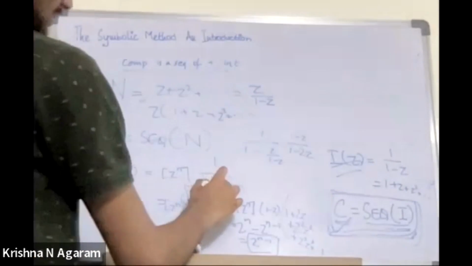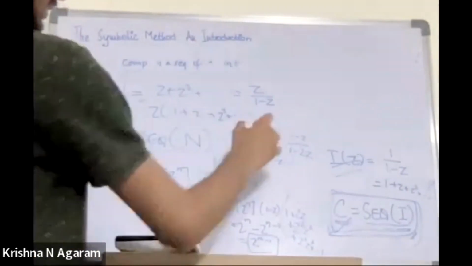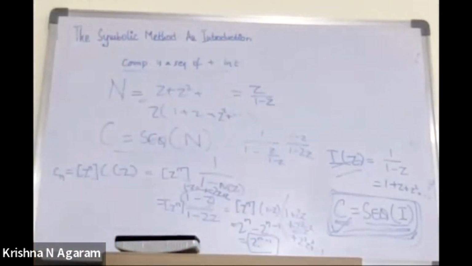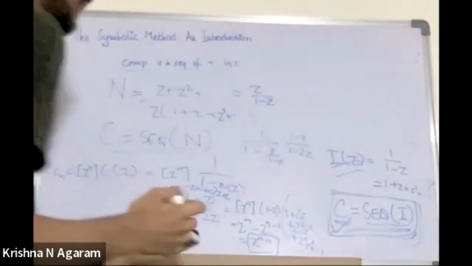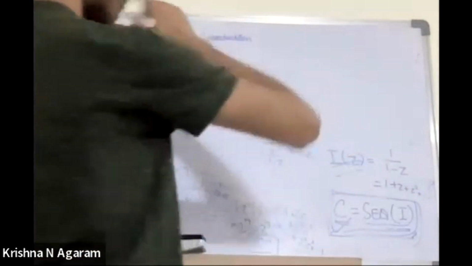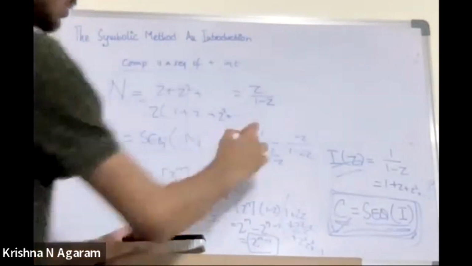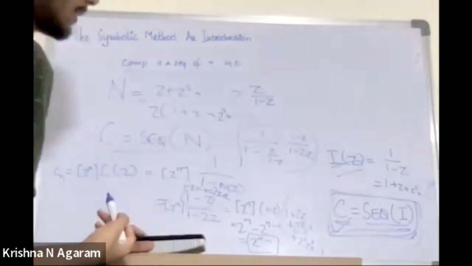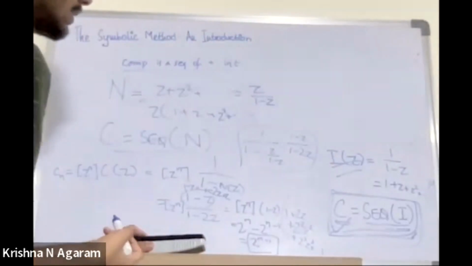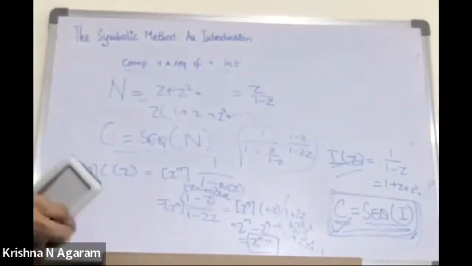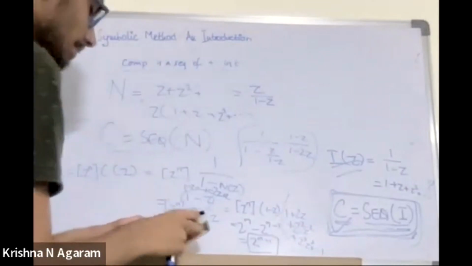You could also have gotten that from writing this 1 minus z as 1 minus 2z plus z. So, like, yeah, but either way. So it's 2 to the n minus 1, right? And can you tell how 1 by 1 minus nz is 1 minus z by 1 minus 2z? Oh, fine. Okay. Yeah.